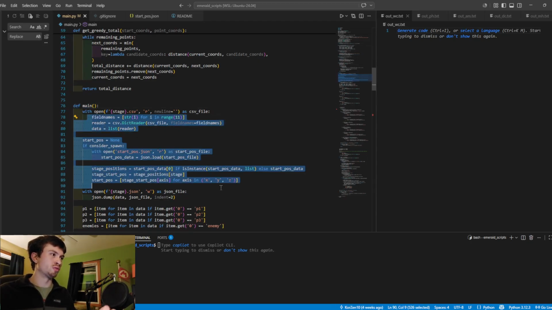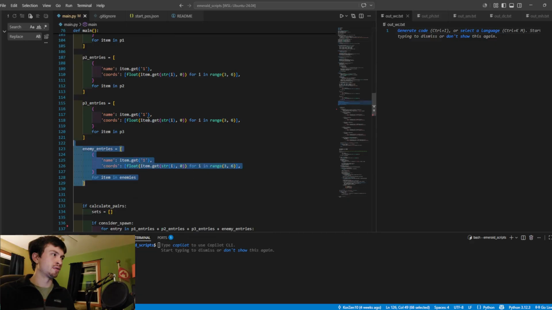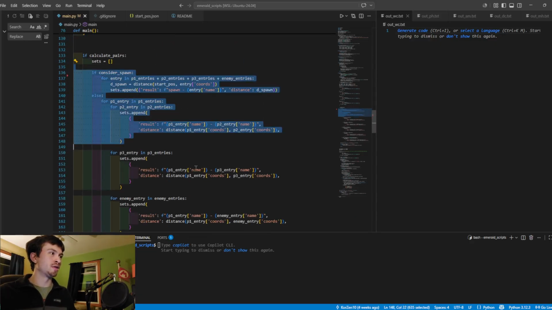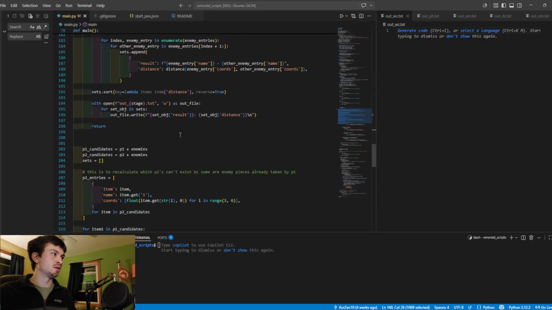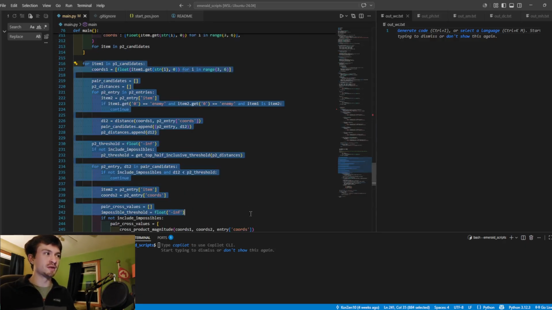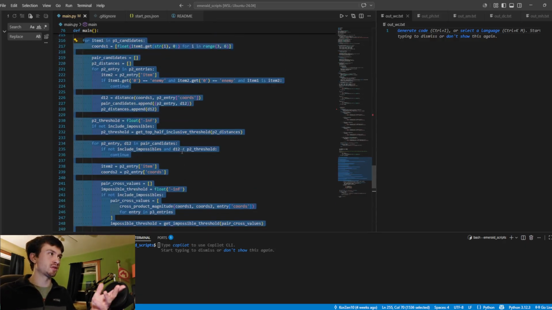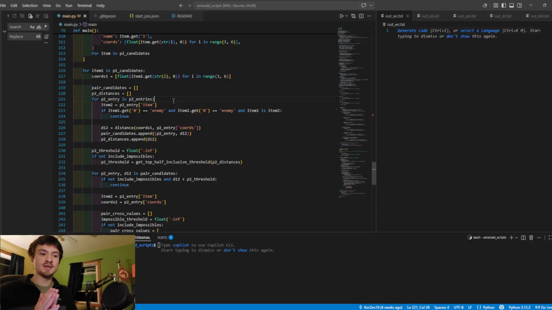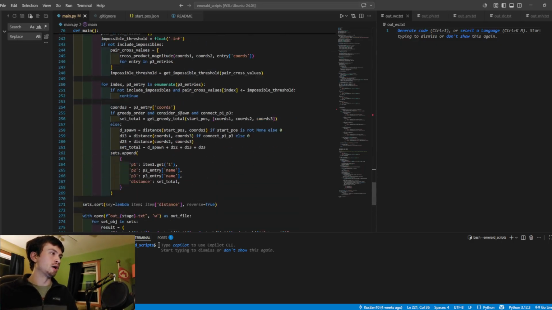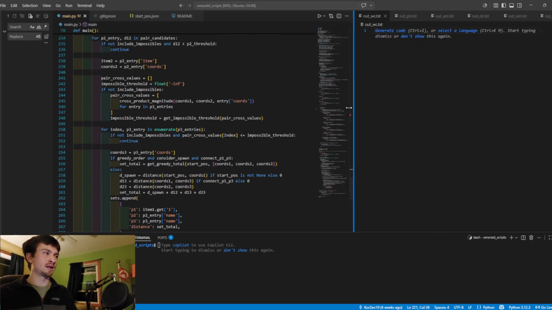This was all boilerplate. I didn't write this, but I did write all of this, some of that. And this is the main juice of the algorithm. This is exactly how it works. If you want to look at this, I'll link my GitHub repo in the description so you can check it out for yourself. But yeah, so that's that out of the way.